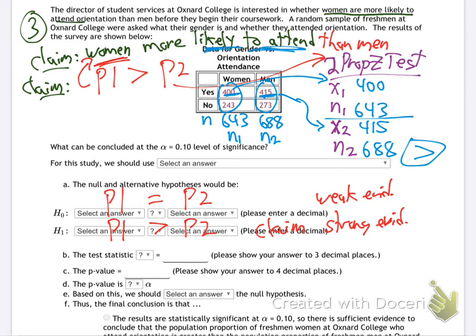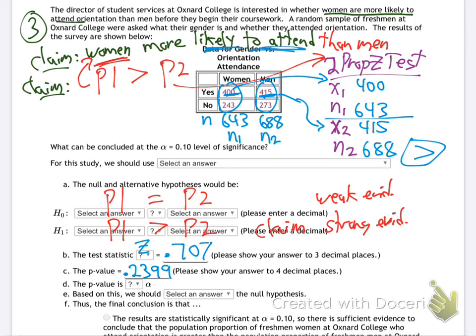Okay, so when I did all that, I got a test statistic Z equals 0.707. It rounds to 7. And I got a p-value of 0.2399, isn't it? I'm not seeing it very well. 0.2399. Y'all getting that okay?